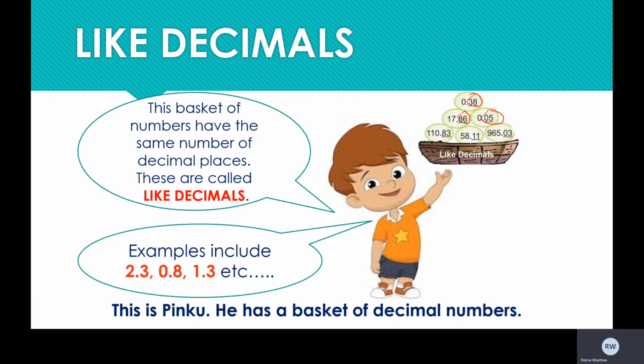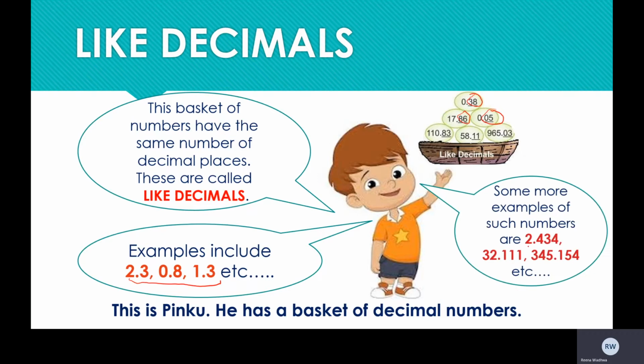Look at one more example, 2.3, 0.8, 1.3. All these 3 numbers have 1 digit after the decimal. So these all are like decimals. One more example, we have 3 numbers. They have 3 decimal places in each of them. So these are like decimals, these are like decimals, and these are also like decimals.